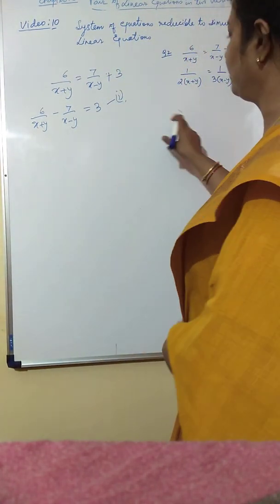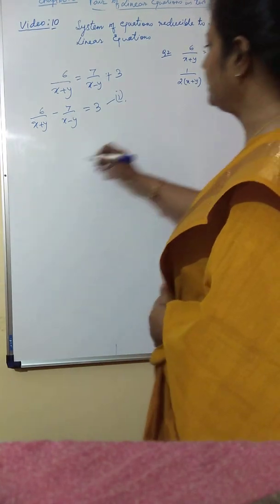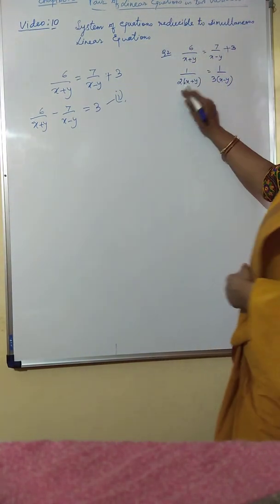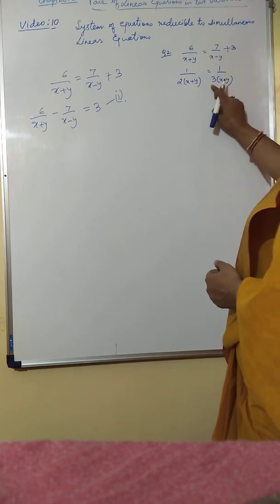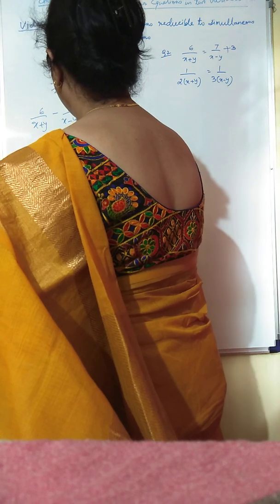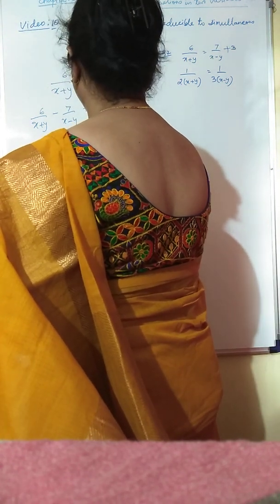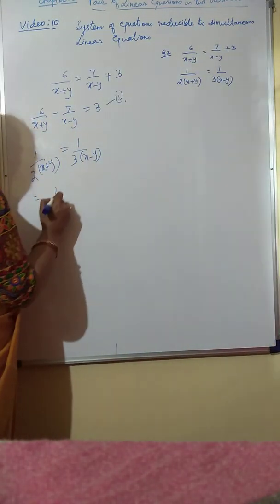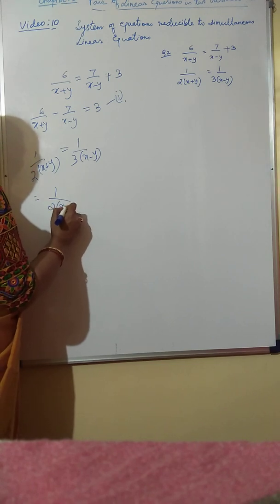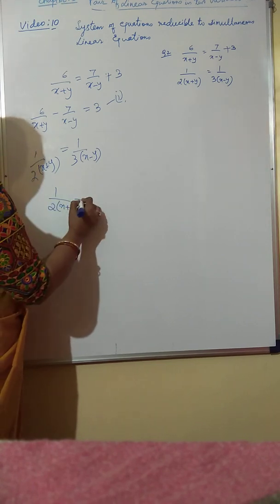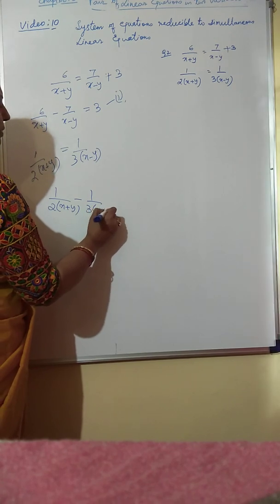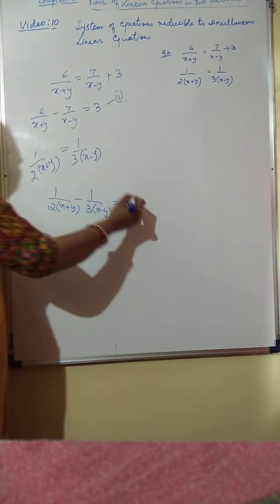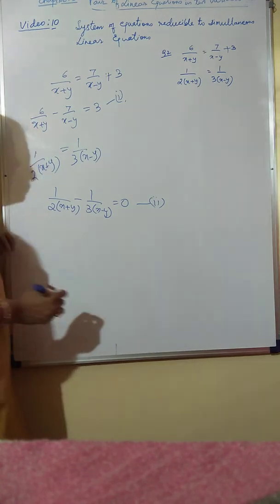The second equation is 1 by 2 into (x plus y) is equal to 1 by 3 into (x minus y), and nothing else. So this means what? We can write this as 1 by 2 into (x plus y) minus 1 by 3 into (x minus y) is equal to 0. Now this will be my second equation.